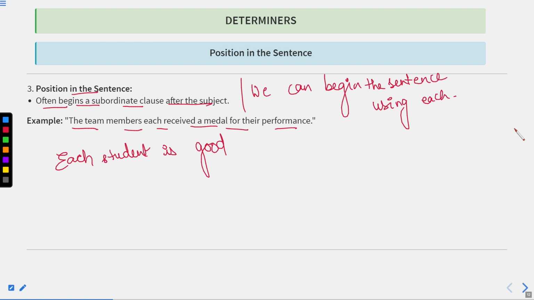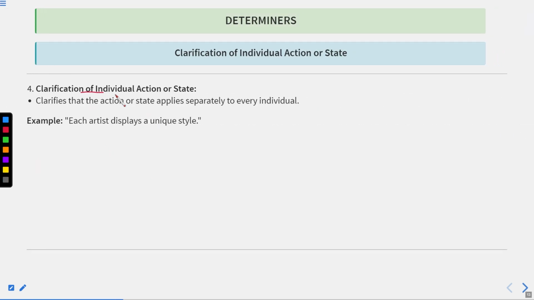Now let us move to the next one. Clarification of individual action or state. It clarifies that the action or state applies separately to every individual. Each artist displays a unique style. So displays is the verb over here, and each artist is the noun phrase. Each artist displays a unique style. It means it clarifies that we are talking about each and every individual.